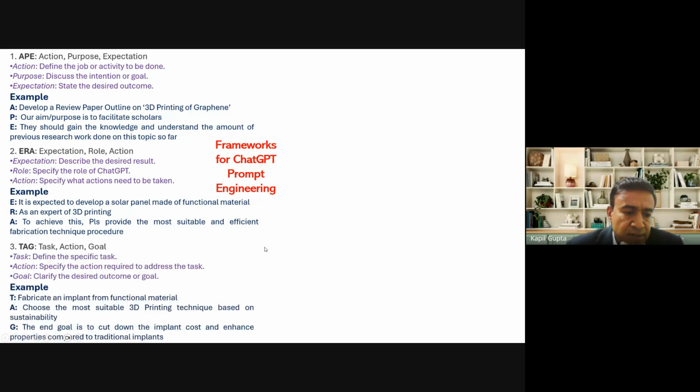Number 3, the third framework, is TAG: Task, Action, and Goal. Task defines the specific task. Action specifies the action required to address the task. Goal clarifies the desired outcome or goal. So the example is: fabricate an implant from functional material. Choose the most suitable 3D printing technique based on sustainability. The end goal is to cut down the implant cost and enhance properties compared to traditional implants.